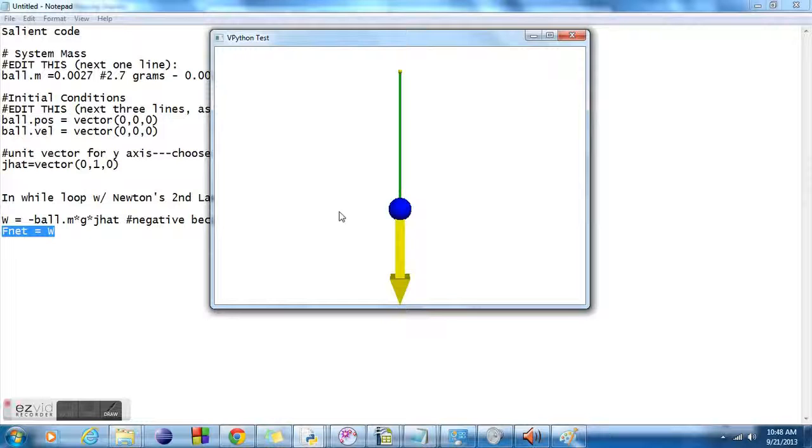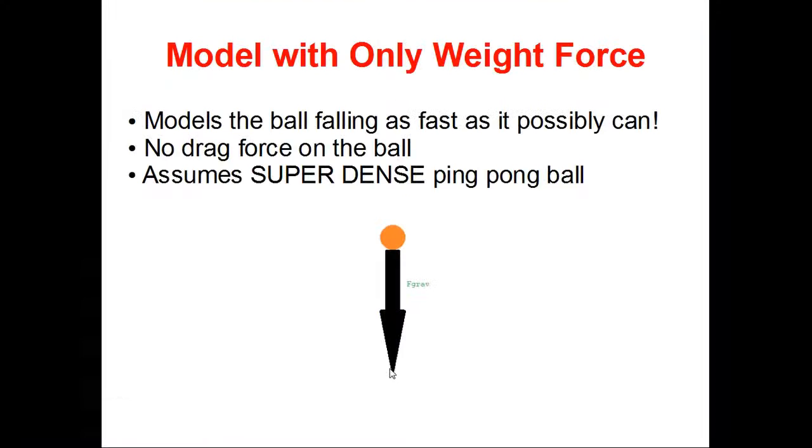Using arrows to represent forces, note the yellow arrow representing the gravitational force exerted by the Earth. This model shows the object falling as fast as it can possibly fall. How does this compare to the actual experiment in which the ping pong ball is not super dense and is subject to drag force? We will see, but first let's discuss the computational model that does include drag force.